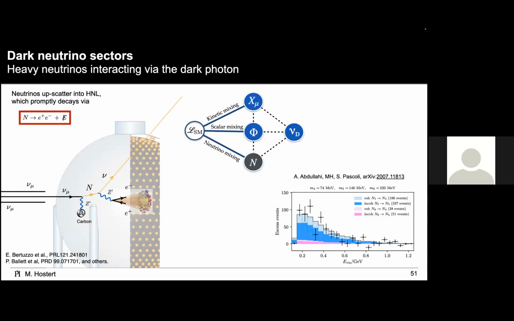There are several other variants of this model. You could use scalars to upscatter into this heavy neutrino, which gives you a better angle distribution. You could think of other 2 to 3 processes, but the idea that you're using e+ e- as a final state is more or less the same, and that remains untested.